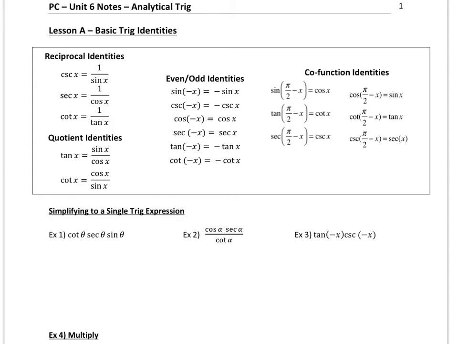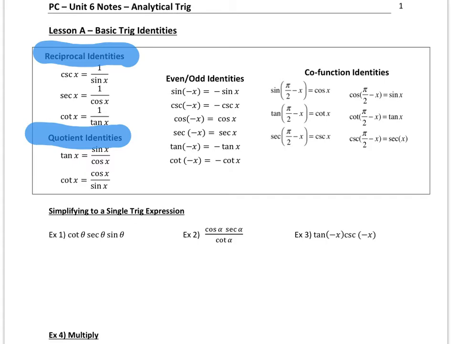And the identities that I'm referring to are these reciprocal identities, which are things that we already know, cosecant being 1 over the sine, secant being 1 over the cosine, cotangent being 1 over the tangent. And those reciprocal ones work as well, so sine is 1 over the cosecant and so forth. And then we've got these quotient identities right here, which we've already alluded to. Tangent is sine over cosine, and cotangent is cosine over sine.